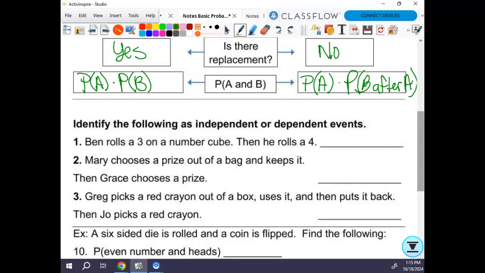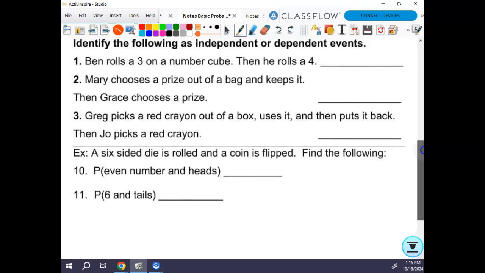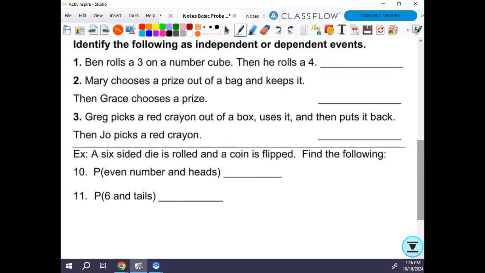Okay, so we're just going to look at, are these independent or dependent? Ben rolls a 3 on a number cube. On the SAT they might call them dice, but in high school textbooks they usually say number cube. So it's not like a gambling thing. It's very odd how things work, but a number cube is just a die. So he rolls a 3 on a number cube, then he rolls a 4. Did his 4 have anything to do with what he rolled the first time? No. So these are totally independent events.